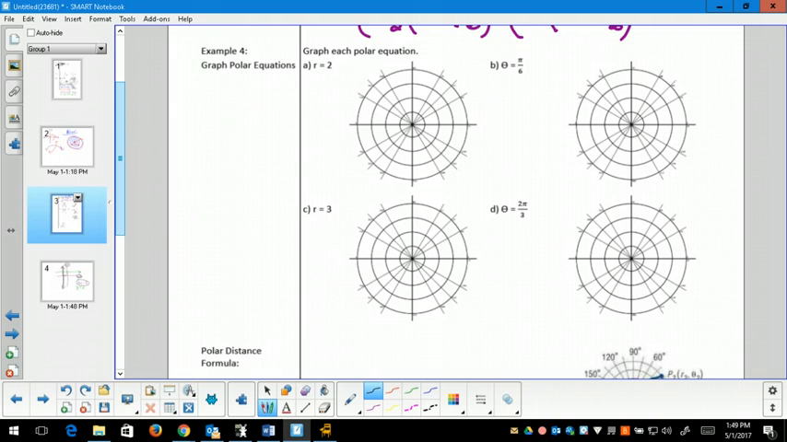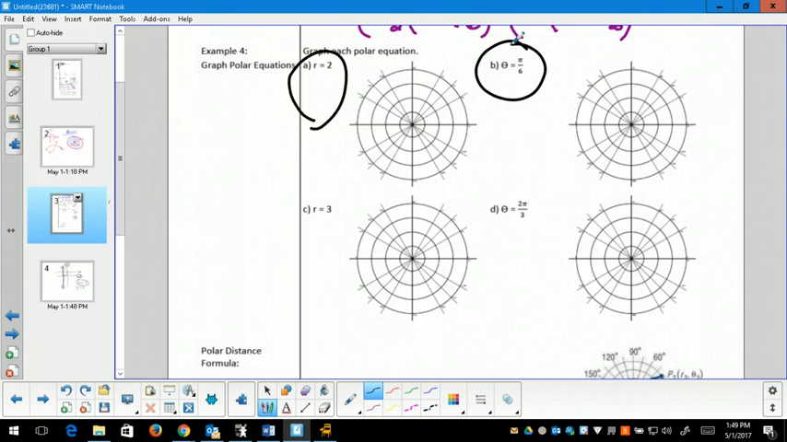If you think it's A, you can clap twice. If you think it's B, stomp your feet once. Which one's going to give us a line? R equals 2, or theta equals pi over 6. So you're going to clap twice if you think it's going to be A. Stomp once if you think it's going to be pi over 6.